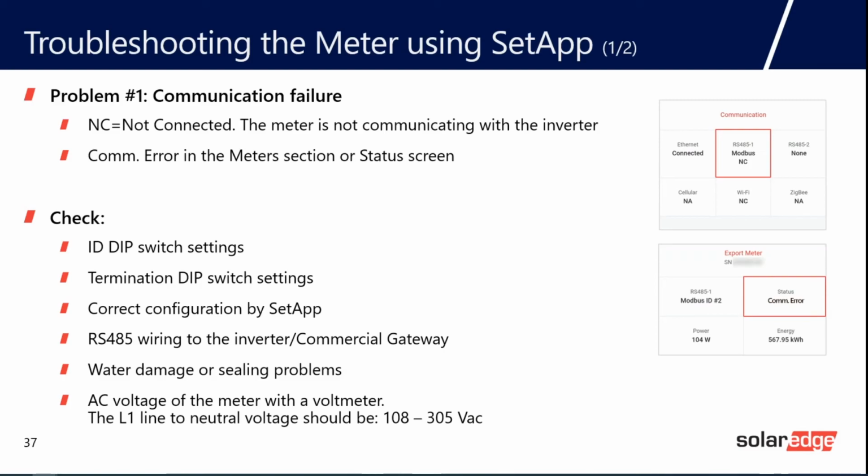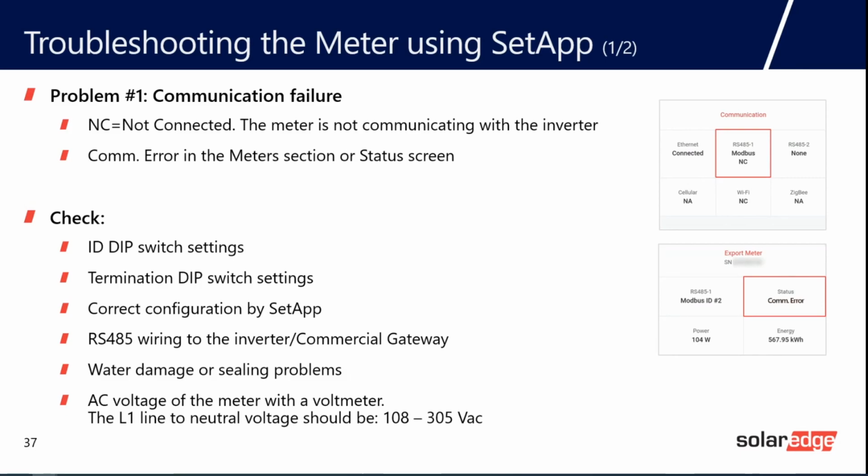Check the following: ID dip switch settings, termination dip switch settings, correct configuration by SetApp, RS485 wiring to the inverter, commercial gateway, water damage or sealing problems, and the AC voltage of the meter with a voltmeter. The L1 line to neutral voltage should be 108/305 volts AC.